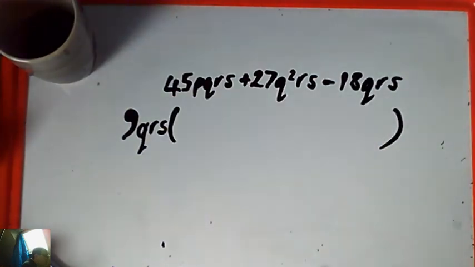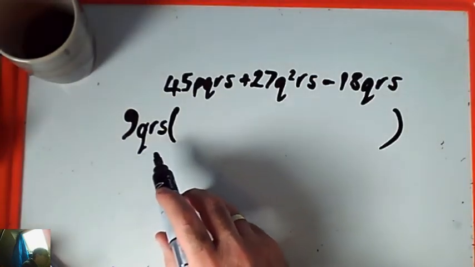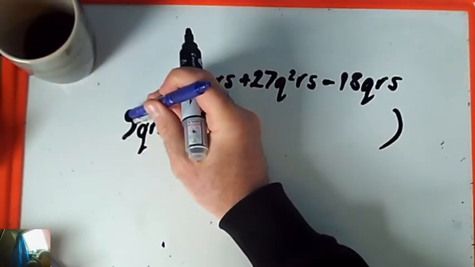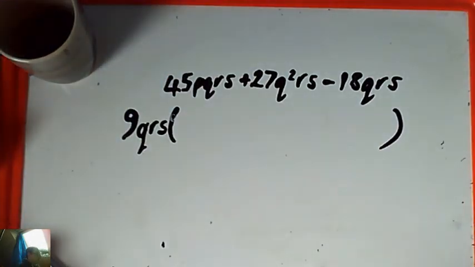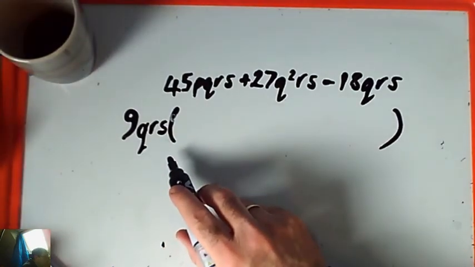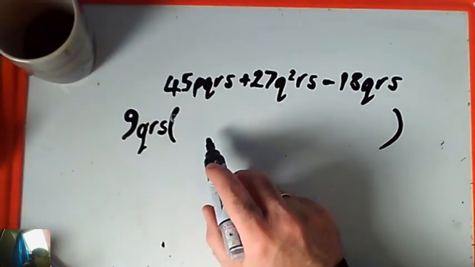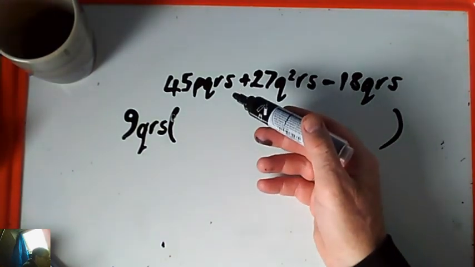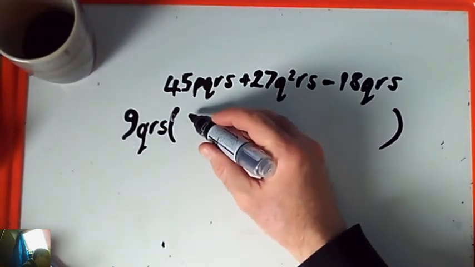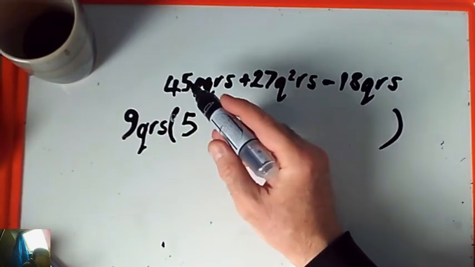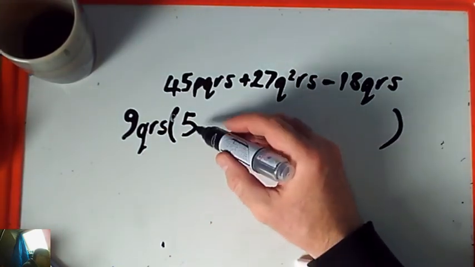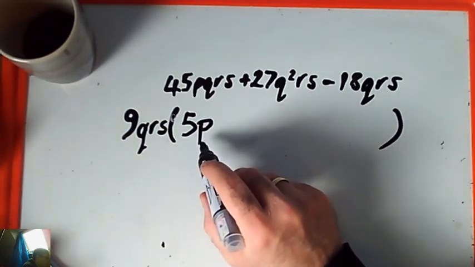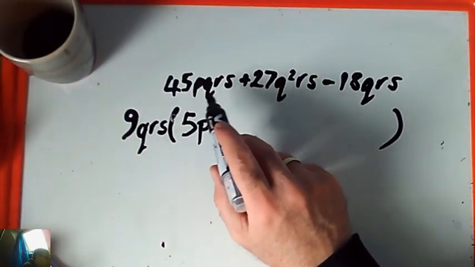So then I ask myself the question, 9QRS outside the bracket, let's just make that look a little bit more like a 9, put a little hole in it. 9QRS outside the bracket times what inside the bracket will give me 45PQRS. So I'm going to need 9 times 5 inside the bracket to give me the 45, and I'm going to need the letter P inside the bracket to give me the PQRS.